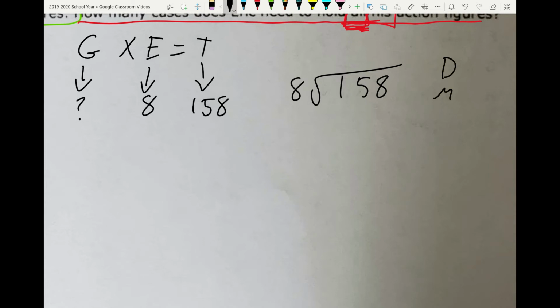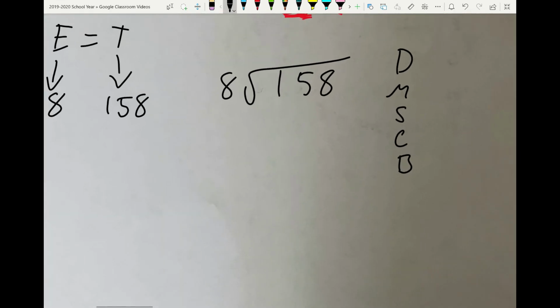Okay, so this is what I'm going to do. How many times can 8 go into 1? None. If I have 8 friends and $1, nobody's gonna get $1. Okay, I can't divide that evenly. So I tried 1, so now my new number is what? 15.